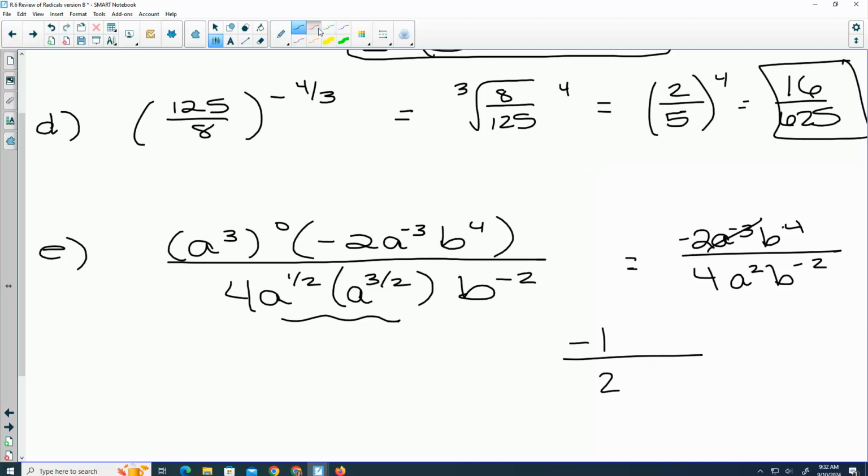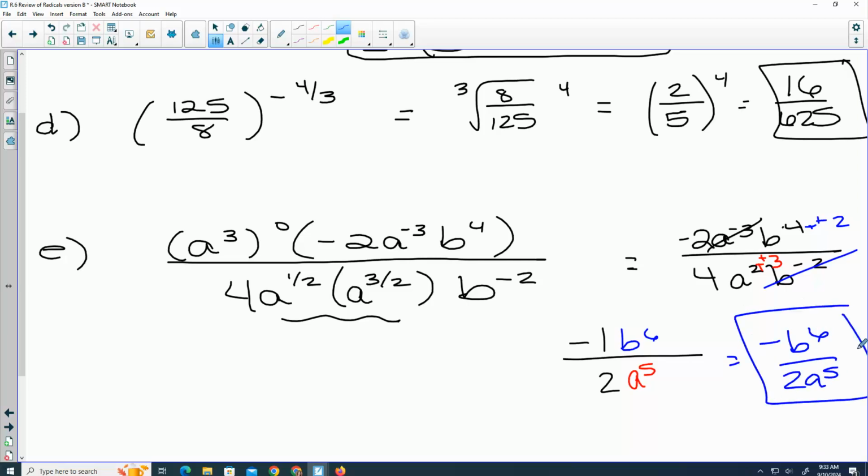Do we have more a's on top or bottom? Bottom. So if I bring this down, it's like minus -3. So that gives me an a to the 5th on the bottom. Do we have more b's on top or bottom? So minus -2 is b to the 6th. Or you could write it as just a negative b to the 6th over 2a to the 5th.